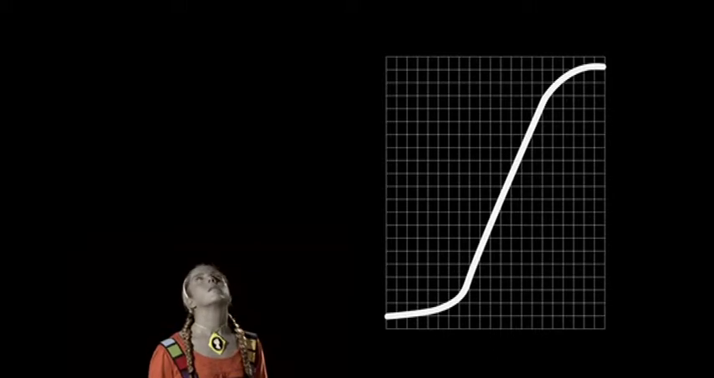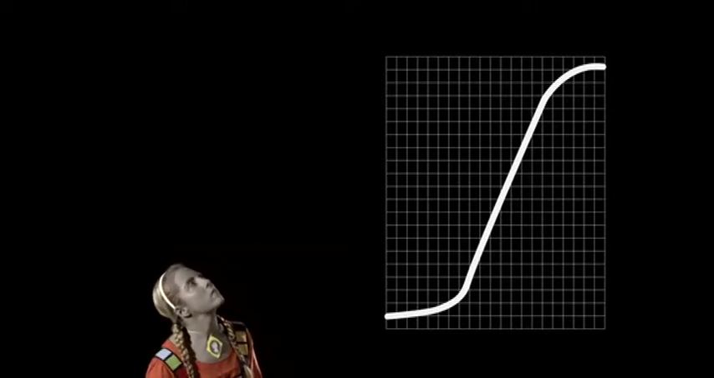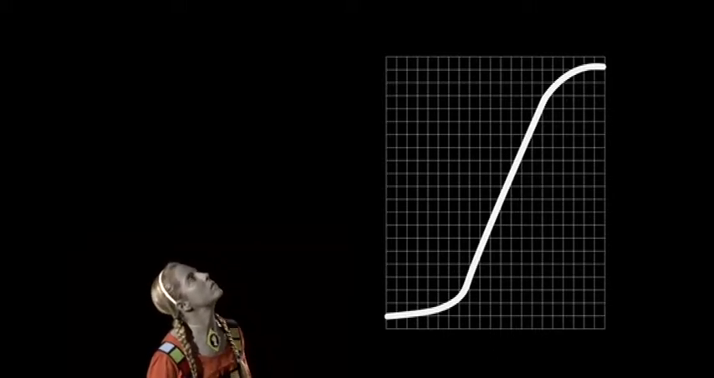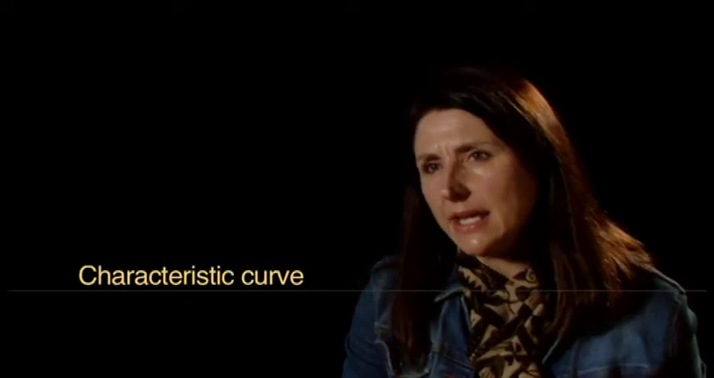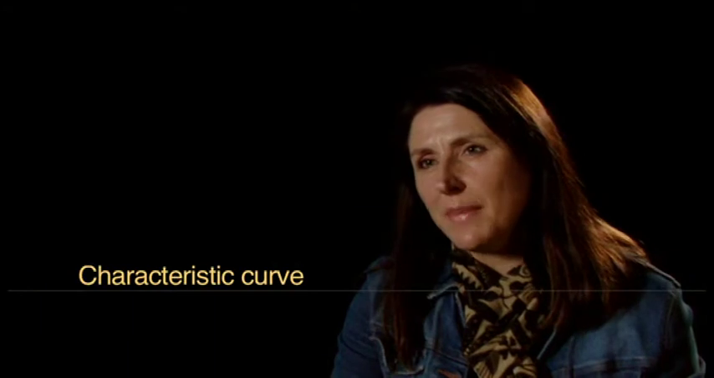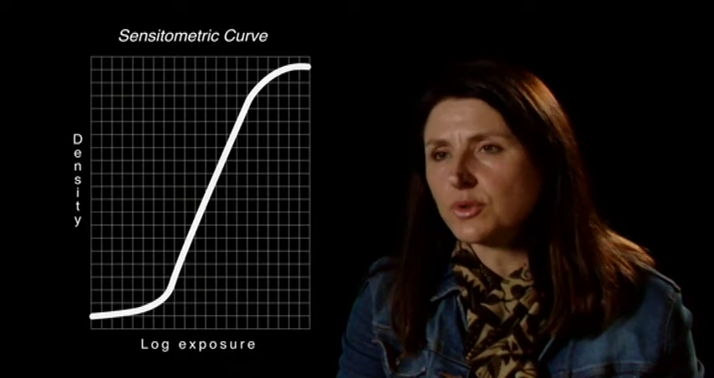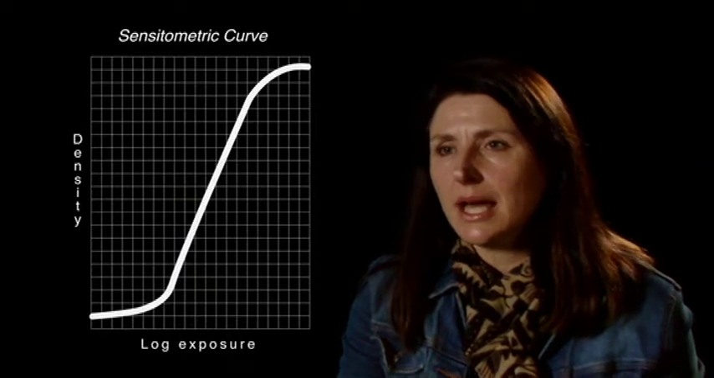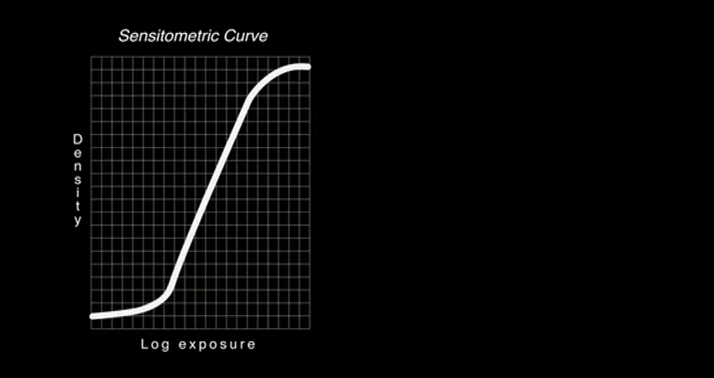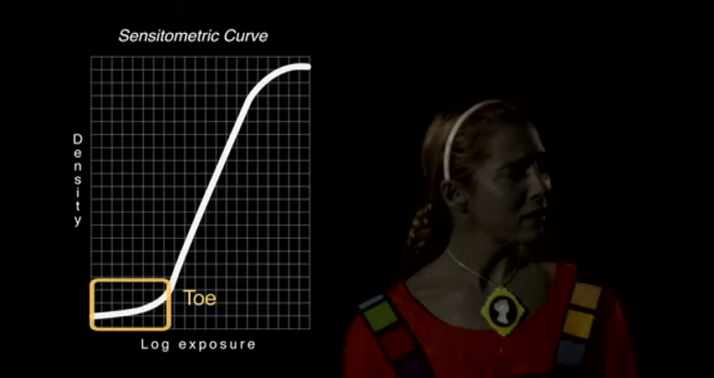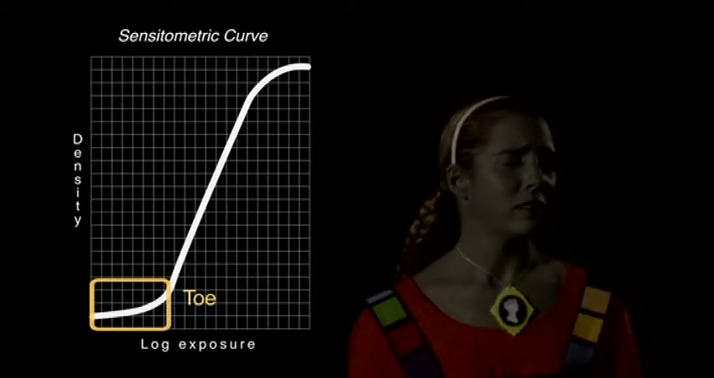This idea, that is, how exposure affects an image, can be thought of as a simple curve. The characteristic curve is a graph which measures a given film stock's response to light. As you're looking at the characteristic curve, it has three sections. The toe section represents the dark part of the curve.